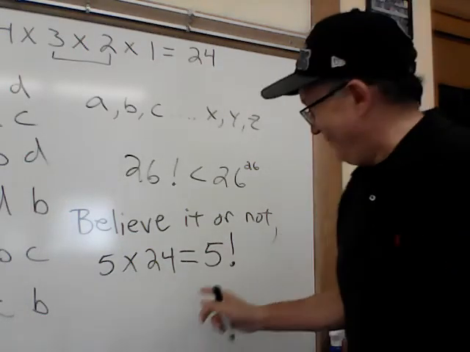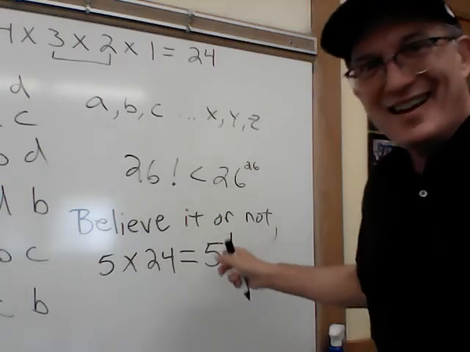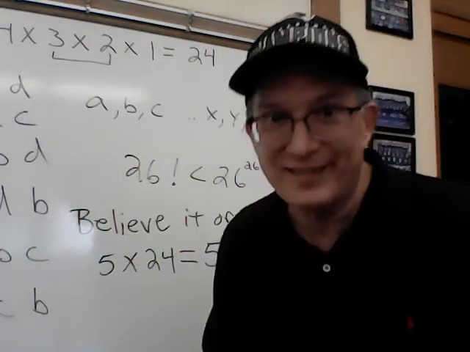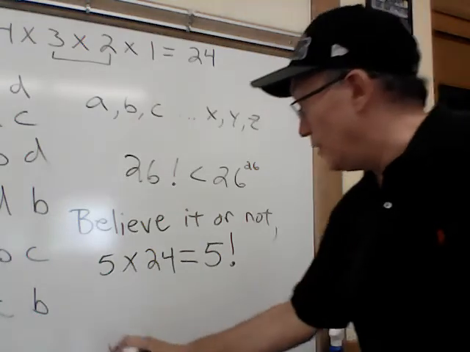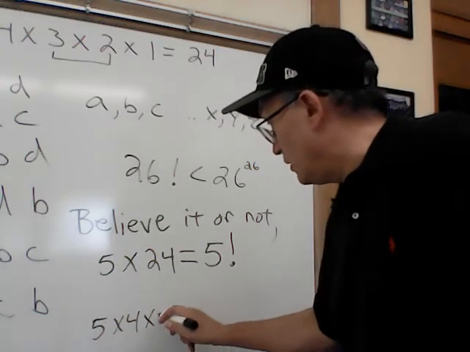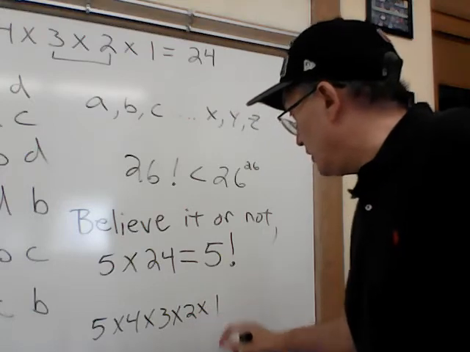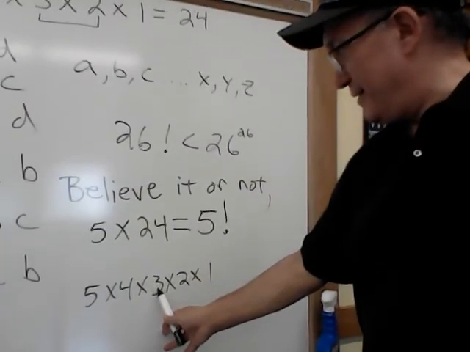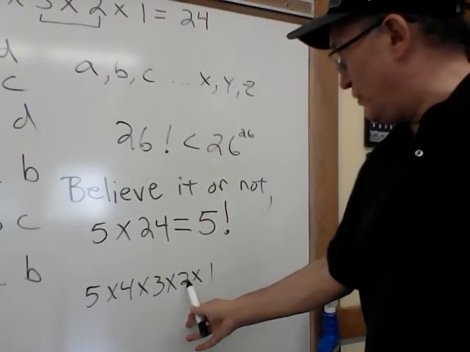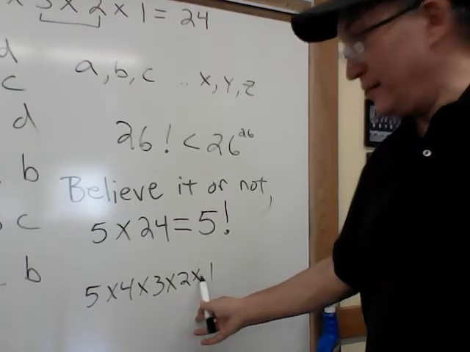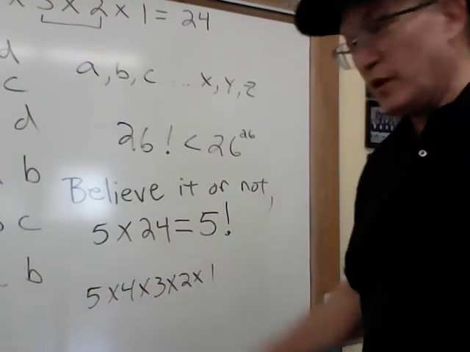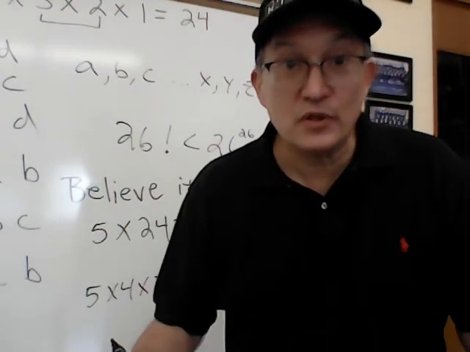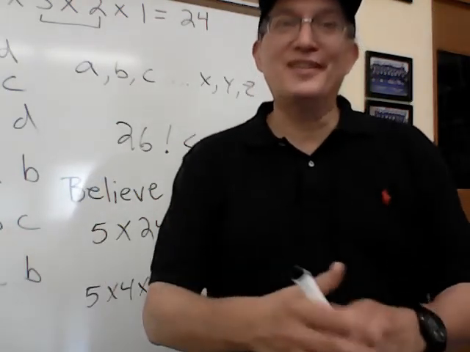No. Because for this to be a true statement, we can't see this as 5. You have to see it as 5 factorial. 5 times 4 times 3 times 2 times 1. 5 times 4 is 20. Times 3 is 60. Times 2 is 120. Times 1 is 120. 5 times 24 is indeed 120, or 5 factorial. 5 times 24 is not 5, but it is 5 factorial.